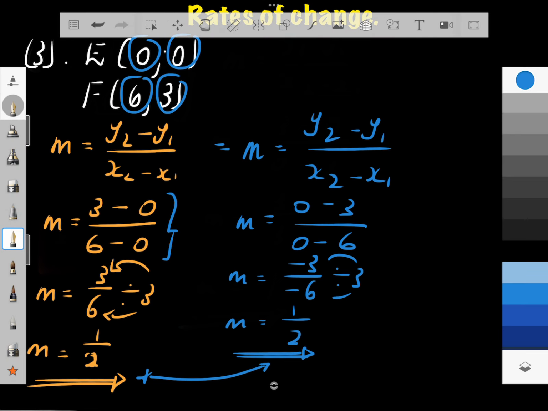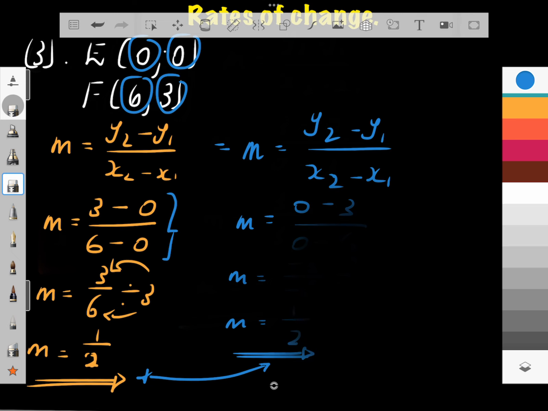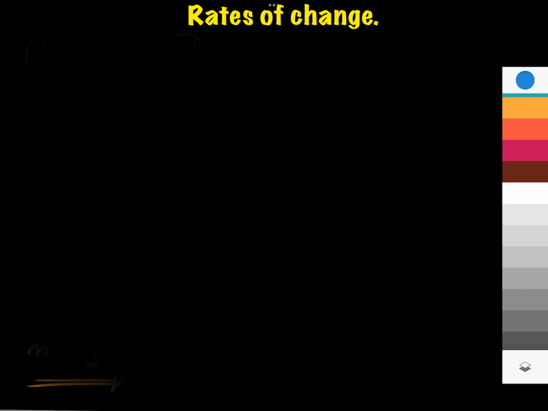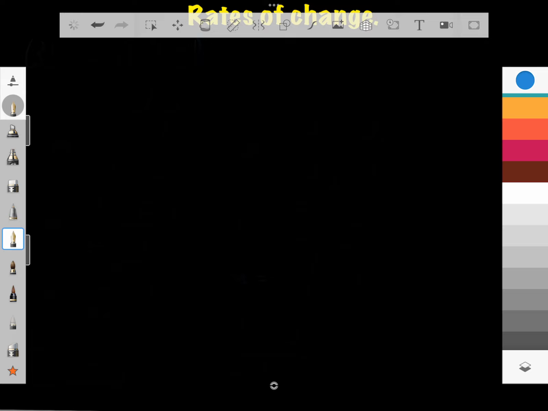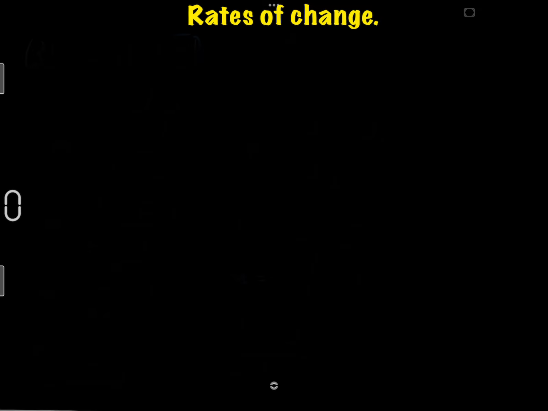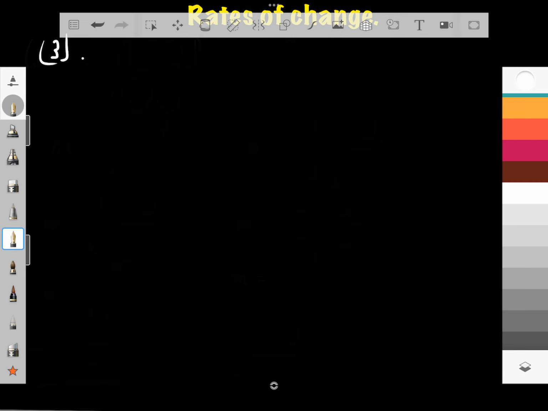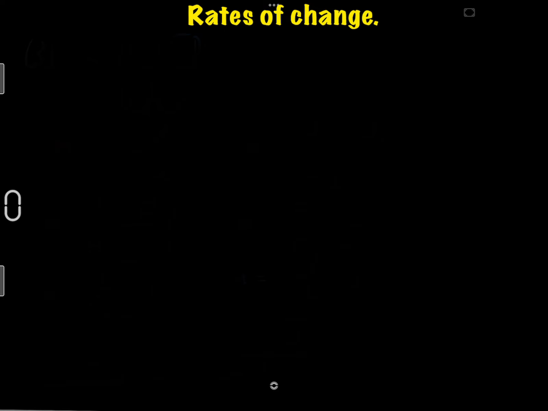Okay, let's look at another example. In fact, let's look at example 4, because we just did our third example. Okay, example 4, that is D.